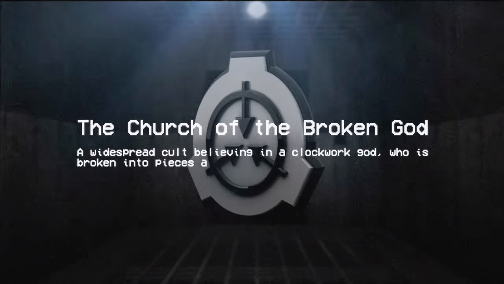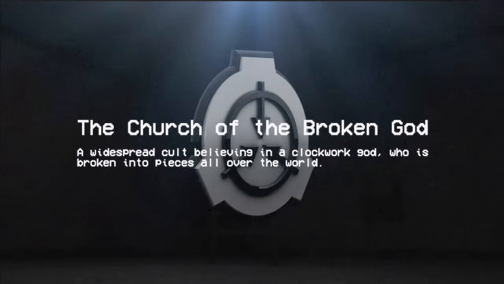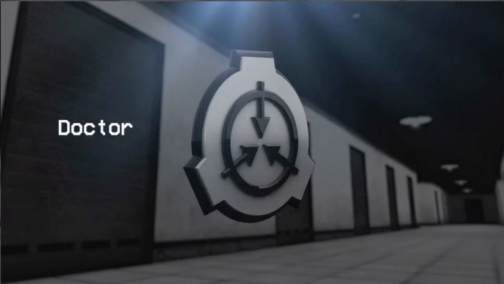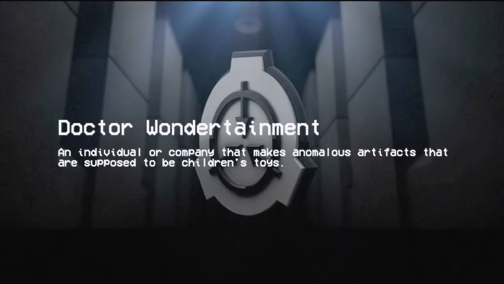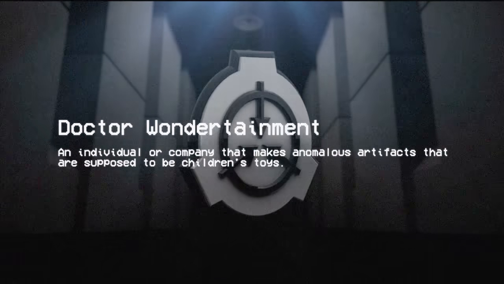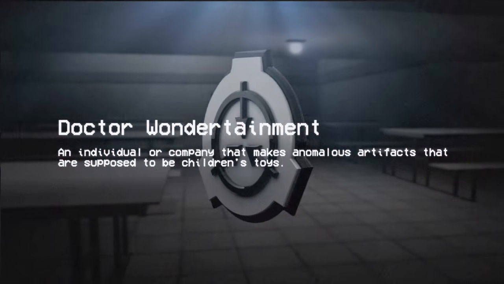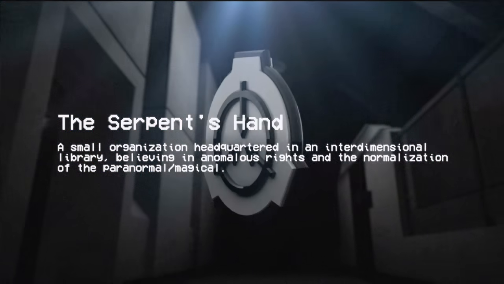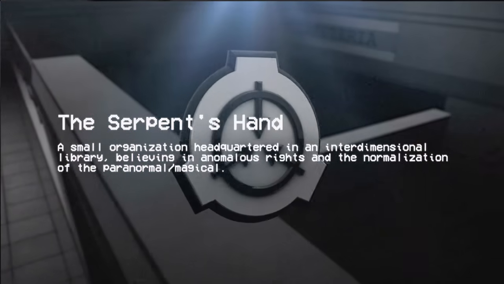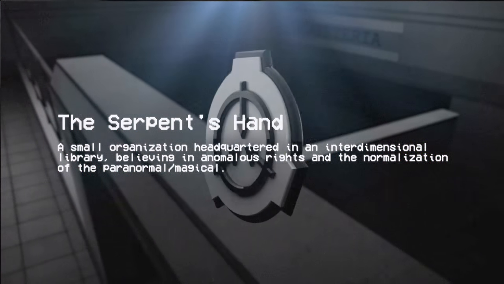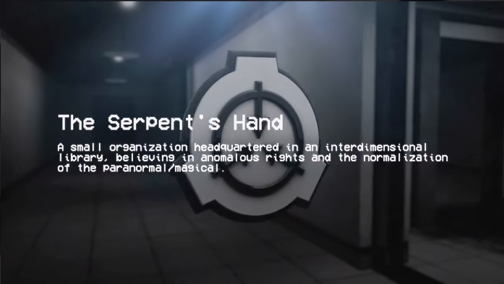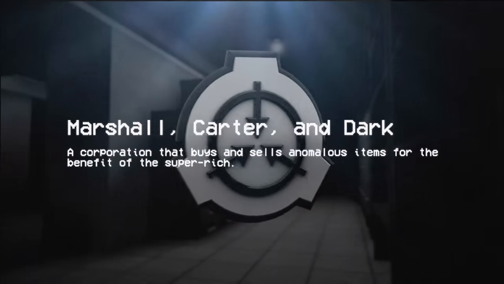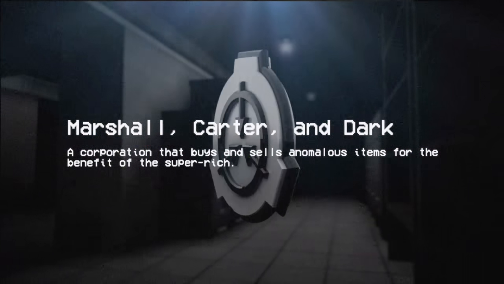The Church of the Broken God, a widespread cult believing in a clockwork god who is broken into pieces all over the world. Dr. Wondertainment, an individual or company that makes anomalous artifacts that are supposed to be children's toys. The Serpent's Hand, a small organization headquartered in an interdimensional library, believing in anomalous rites and the normalization of the paranormal and magical. Marshall, Carter, and Dark, a corporation that buys and sells anomalous items for the benefit of the super rich.